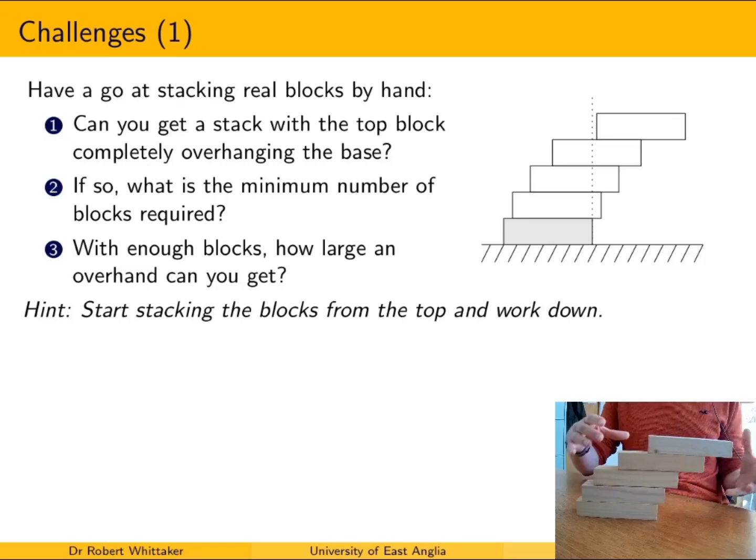And one hint as you're playing with these is to work from the top down. So if you can get the top block just balancing by moving it, and then take the top 2 blocks and move them, you won't affect the top block balancing as long as you keep the top 2 in the same relative positions. You could move them as a block and get them balancing and then move the top 3, etc. And that's an easier way of getting to the maximum overhang.